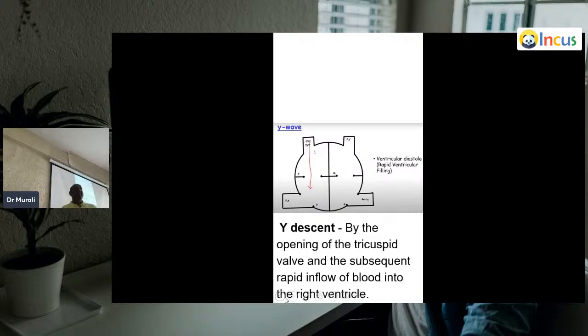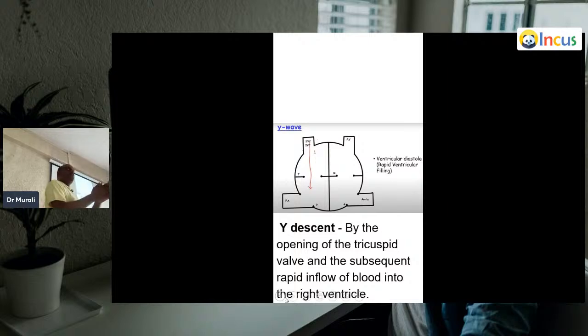After that, A wave happens because in the last one third of the ventricular diastole, atrium contracts. Then after that, what will happen? X descent happens. And why does that X descent happen? Because during ventricular systole, atrium relaxes. That's the reason. So it is A wave, Y wave, and X descent. A wave is there. Ventricular diastole, last one third is over.